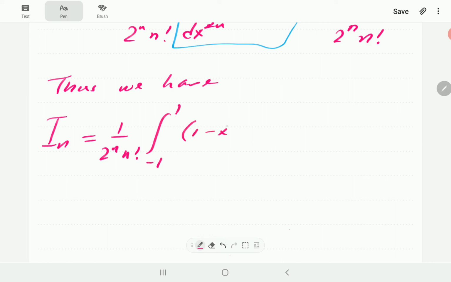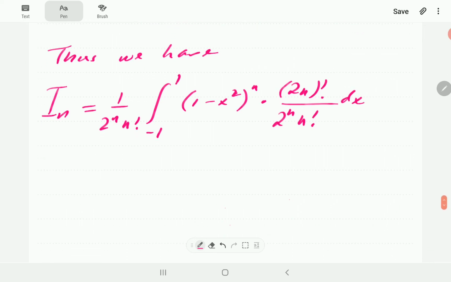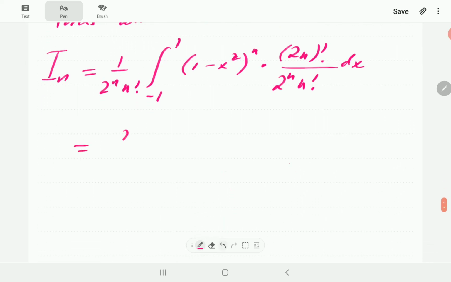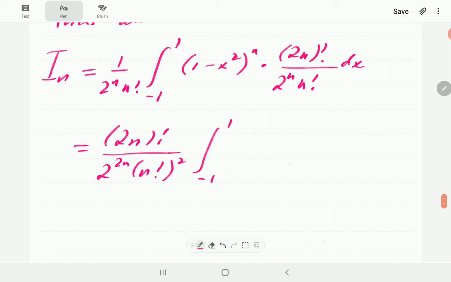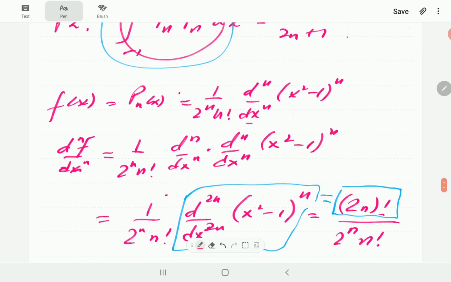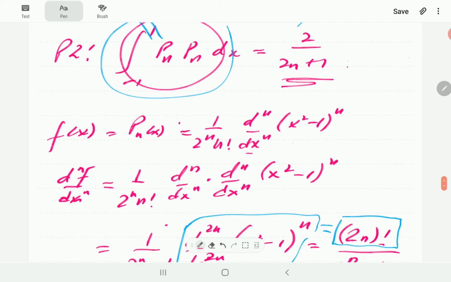of 1 minus x squared to the power n, then we're going to have 2n factorial all over 2 to the power n times n factorial, dx. Then if we take the constants outside, this is going to be 2 to the power 2n times n factorial squared, the integral from minus 1 to 1 of 1 minus x squared to the power n dx. So all that we need to do here is to evaluate this integral, and then hopefully we can show that this thing is equal to 2 over 2n plus 1.